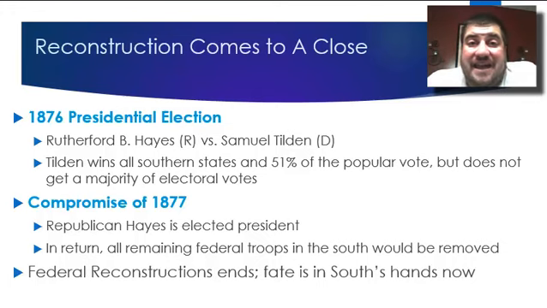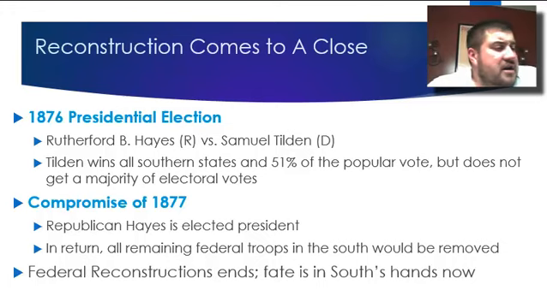And the event that actually ends Reconstruction officially is the 1876 presidential election. It's one of those disputes, like in 1824, 1876, 2000. It's Rutherford B. Hayes, the Republican, versus Samuel Tilden, the Democrat. Tilden wins the southern states and 51% of the popular vote, but he does not have enough of the electoral college to be elected president.